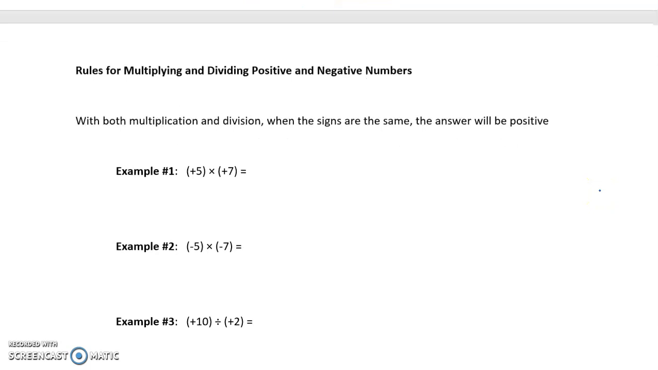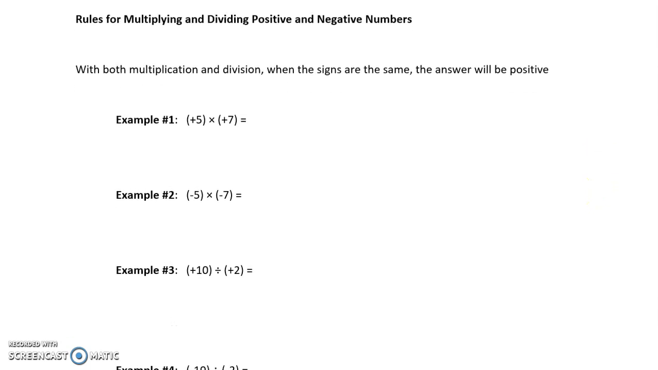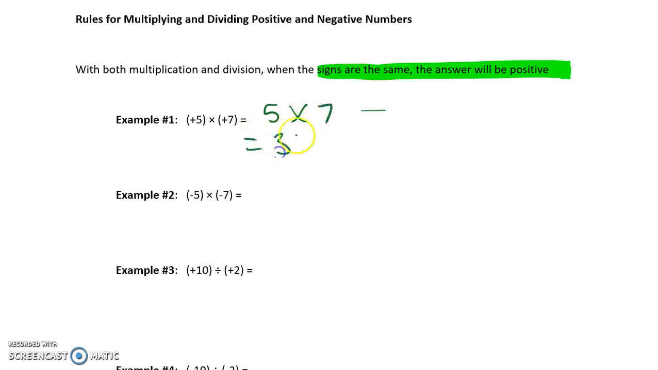When we're thinking about multiplication and division, it's slightly different, a bit easier, I think. When the signs are the same, the answer will be positive. If you remember that, you'll be okay. If they're different signs, the answer will be negative. So in this first example, we've got 5 lots of 7, which is 35. Everything's positive. In this one, we've got negative 5 lots of negative 7. Signs are the same, so it becomes positive.